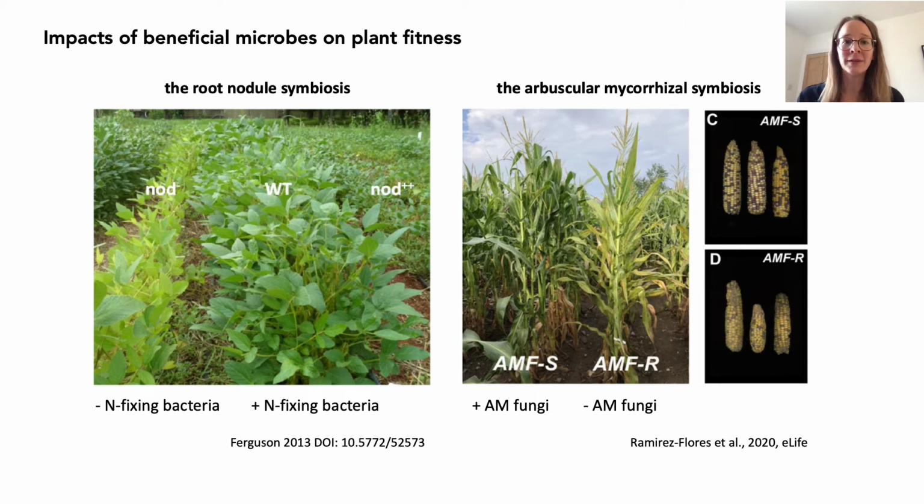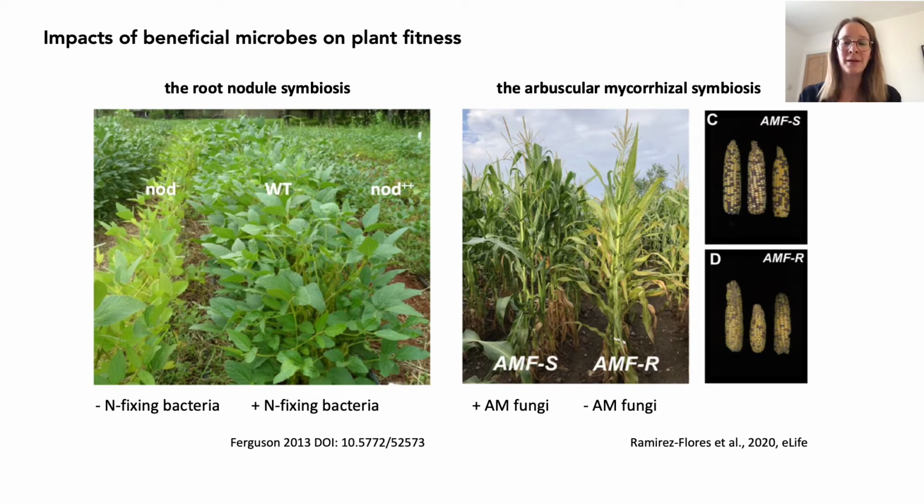Another example that we have here is an example of the Vascular Mycorrhizal symbiosis in maize. Here we've got the plants that are living with Vascular Mycorrhizal fungi on the left, and these are very green and healthy. And here we've got the same maize plants that are not living with mycorrhizal fungi on the right. And you can see not just differences in growth, but also very clear differences in yield.